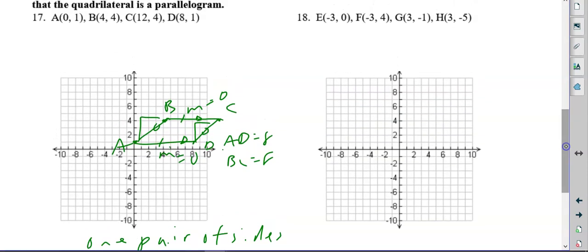And last but not least, negative 3, 0 right here. Negative 3, 4 right up here. So that's E and F. And then we have 3, negative 1 and 3, negative 5 right here. So that's G and that's H.